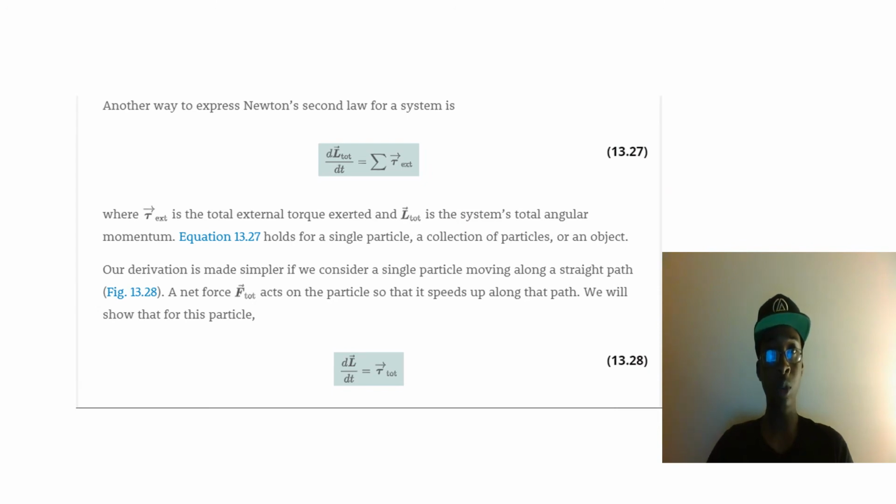In this slide, we will explain how to express Newton's second law for a system. Another way we can express Newton's second law for a system is where the total external torque exerted is the rate of change of the system's total angular momentum. As we can see, the equation holds for a single particle, a collection of particles, or an object. To keep our derivation simple, we consider a single particle moving along a straight path. A net force acts on the particle so that it speeds up along the path. We will show that for this particle in the next slide.